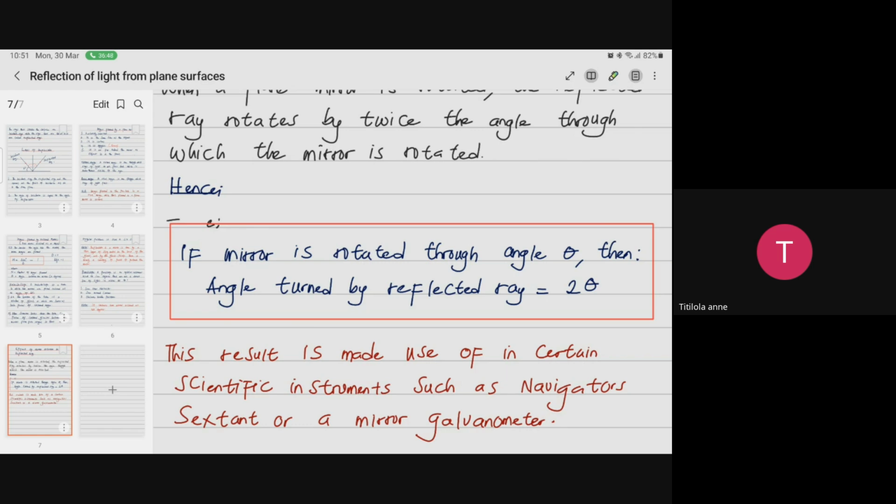So now the application of this concept, I wrote it in red, is the navigator's sextant or a mirror galvanometer. When I went to the question that Paul sent, immediately I looked at it, I think I saw this particular question on what I wrote here. I think it's one of those. Yeah, number 3. Which of these works based on the principle of mirror inclination?